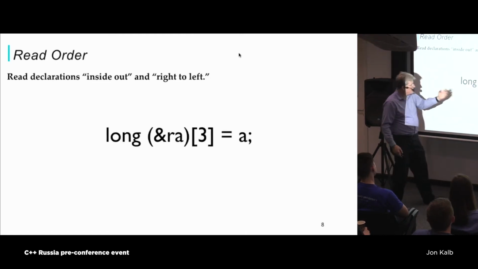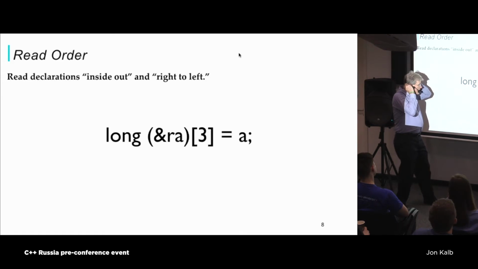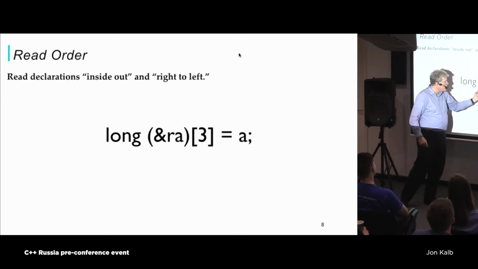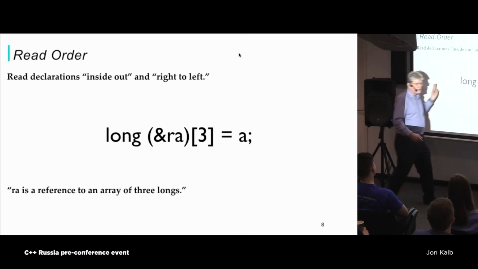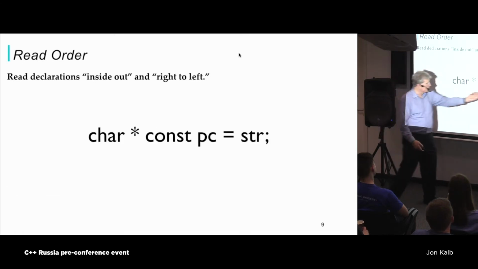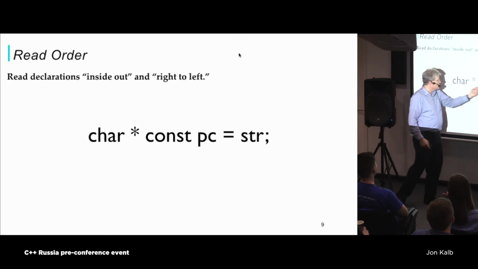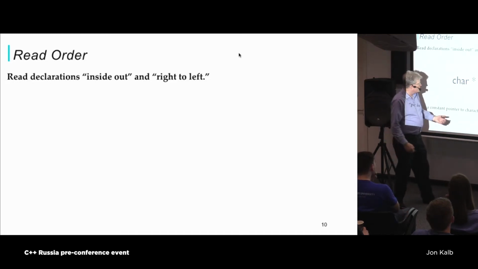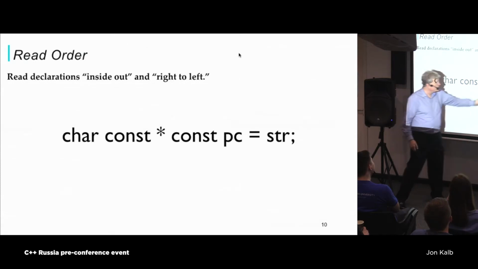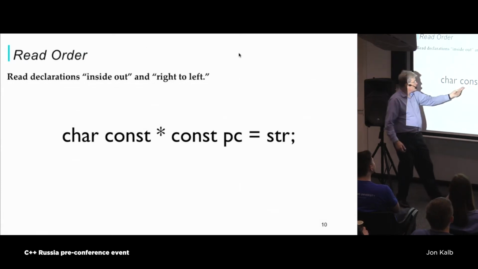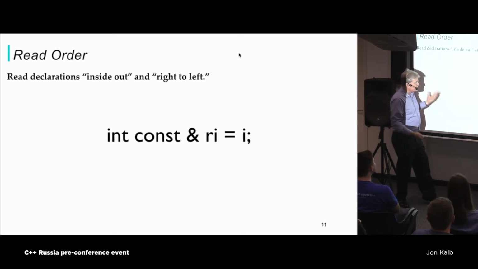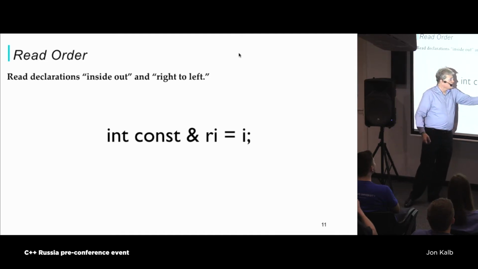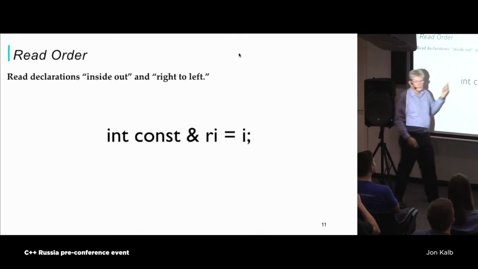And in this case, what we have is ra is a reference to an array of 3 longs. Again, inside out and right to left. In this case, it's just a simple pointer, so pc is a constant pointer to a character. And then it makes sense when you would say pc is a constant pointer to a constant character. The constant is on the right of what it declares, and it's the correct way to read it if you understand how to read declarations correctly. In this case, ri is a reference to a constant integer.